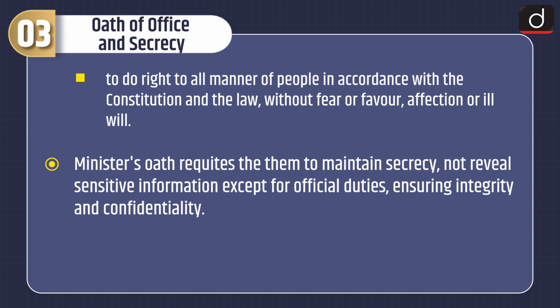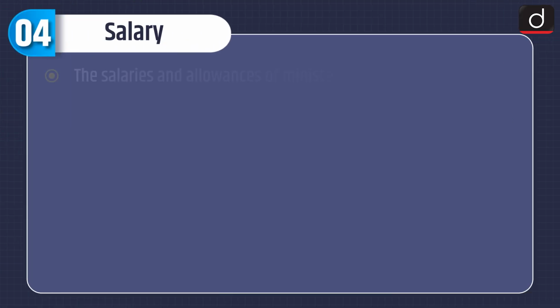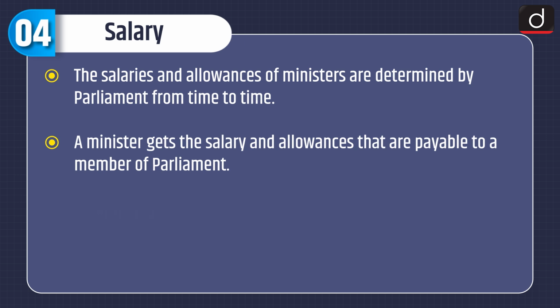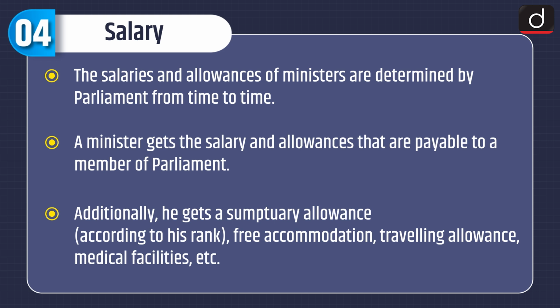Now moving on to salary. The salaries and allowances of ministers are determined by Parliament from time to time. A minister gets the salary and allowances that are payable to a member of Parliament. Additionally, he gets a sumptuary allowance according to his rank, free accommodation, travelling allowance, medical facilities, etc.